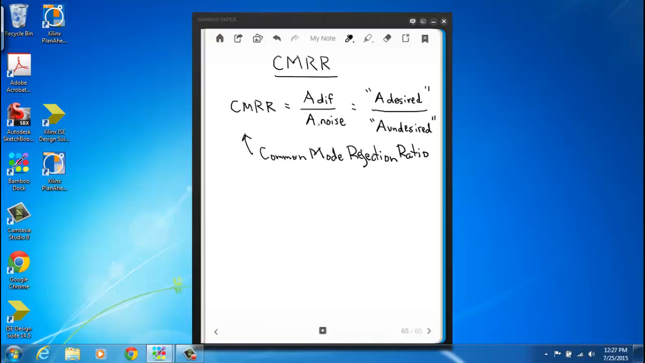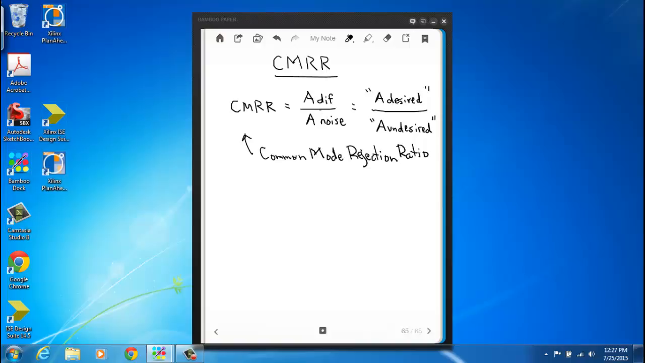The common mode rejection ratio is just equal to the gain of the difference over the gain of the noise. The difference here that we're talking about are the desired signals, the difference of V2 minus V1, the actual difference of signals that we want to amplify. And the noise gain is the gain of the undesired signal that we wish we didn't have to amplify.